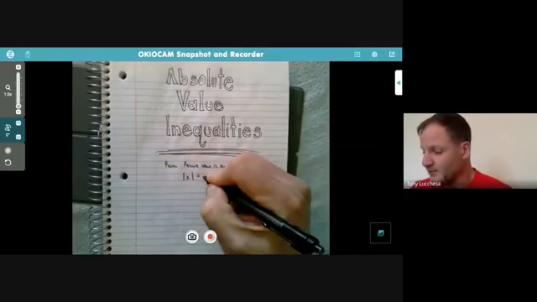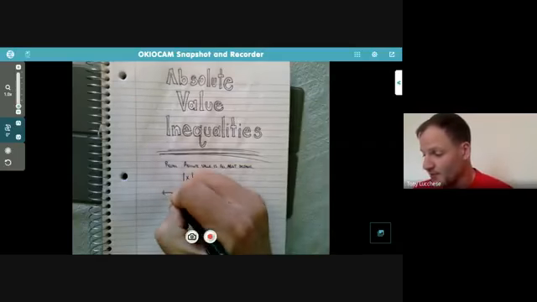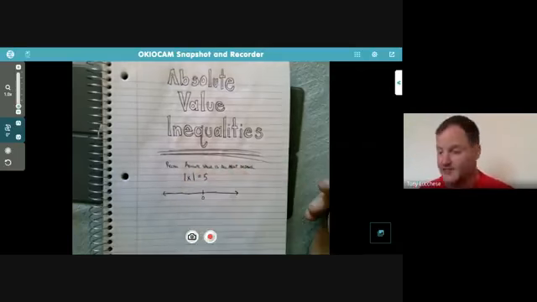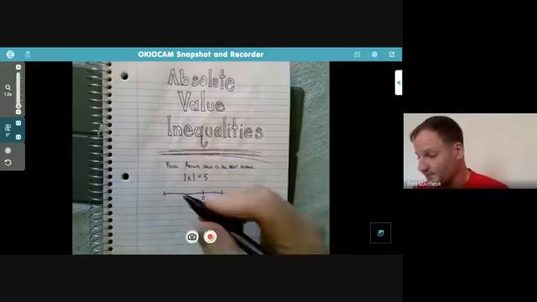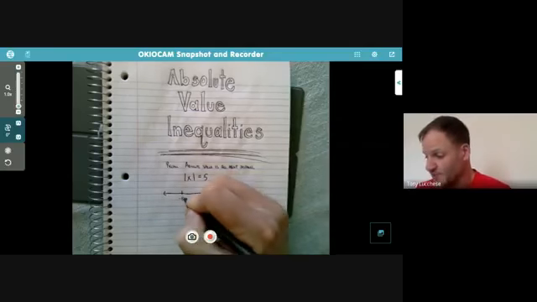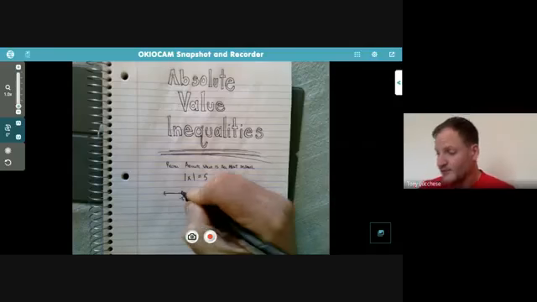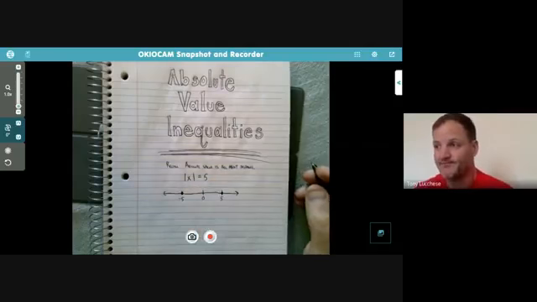Let's say the absolute value of x equals 5. So in this problem, we are looking for a number x that has a distance of 5 units away from 0. Now remember, there are two different numbers that have a distance of 5 units from 0. One of them is the number 5, or positive 5. The other one would actually be negative 5. So there's two different numbers, 5 and negative 5, that have a distance of 5 units from 0.